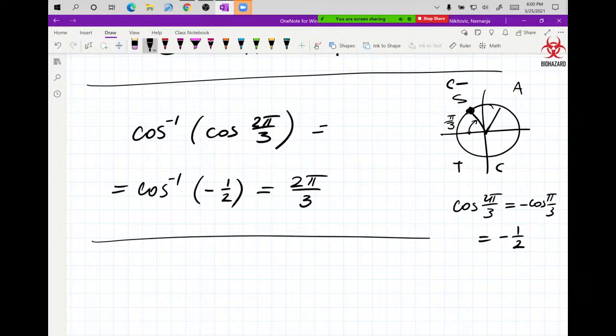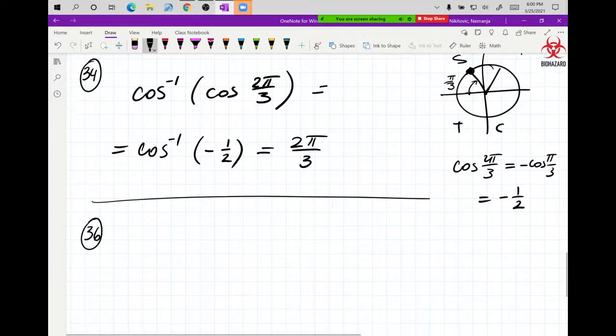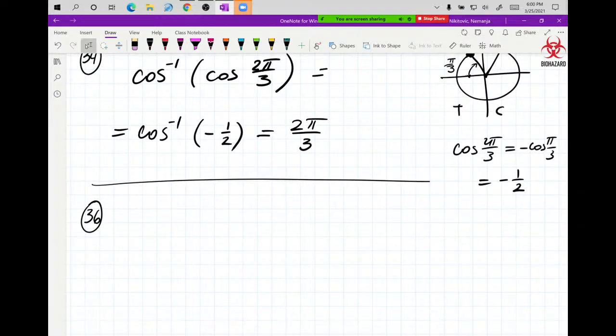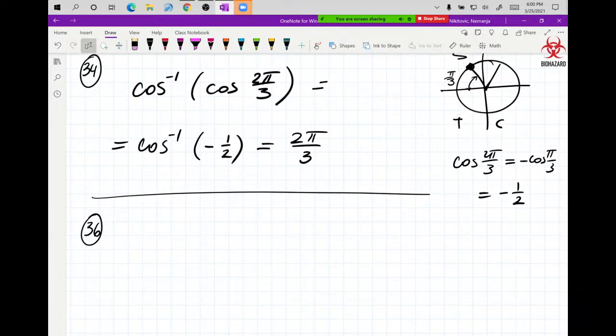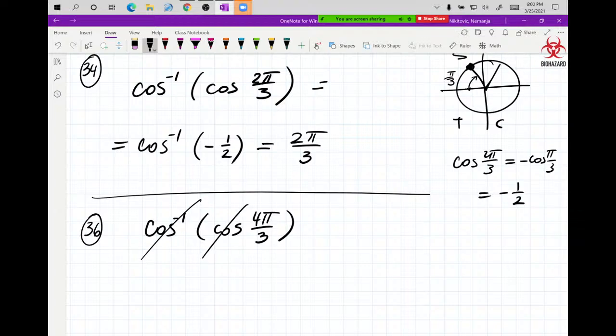I'm just looking at the next problem. So this was a problem. Well, it's not the next problem. It's problem 36. But they're next to each other in the book. And if you take a look at the cosine inverse of cosine of 4 pi over 3, right? If I cancel these, I'm not going to get this as the answer. Actually, the correct answer is 2 pi over 3.